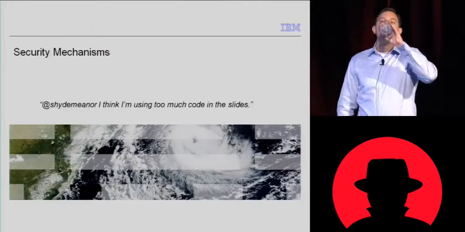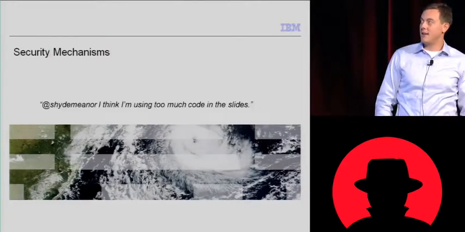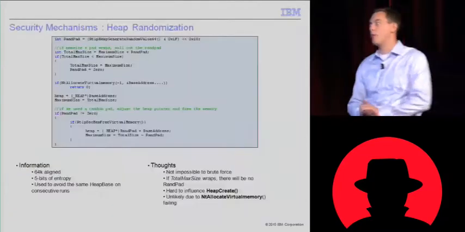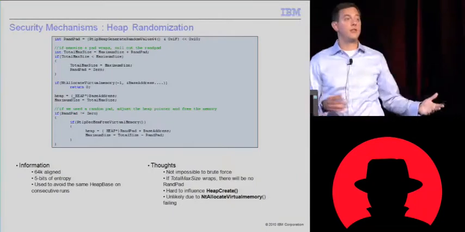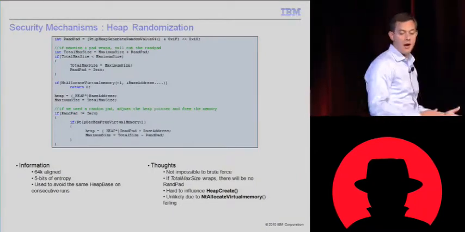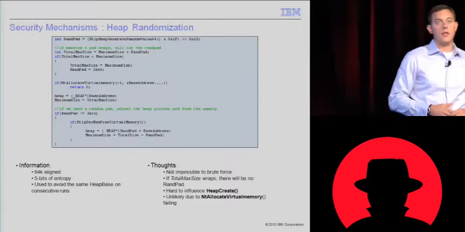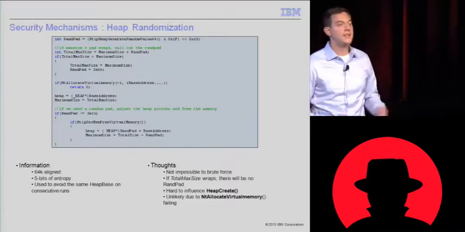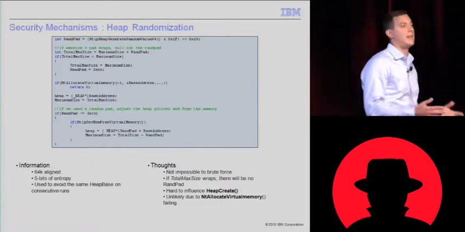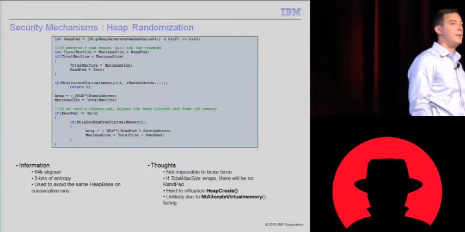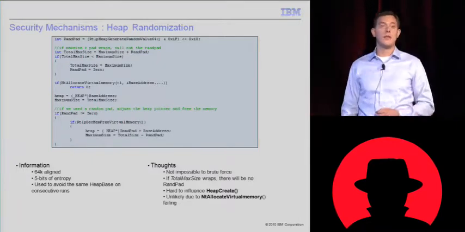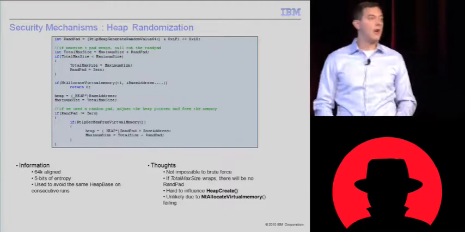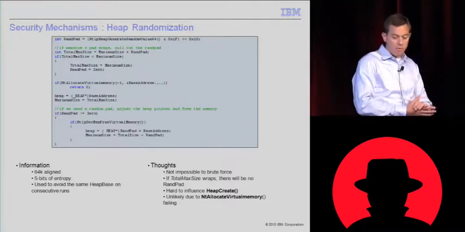On to security mechanisms. Everyone, I think, is kind of familiar with heap randomization, right? ASLR is prevalent. What they try to do is create a pseudo-random value that's 64K aligned, and they will add it to the heap base. That's to make sure the heap isn't at the same address on every iteration.